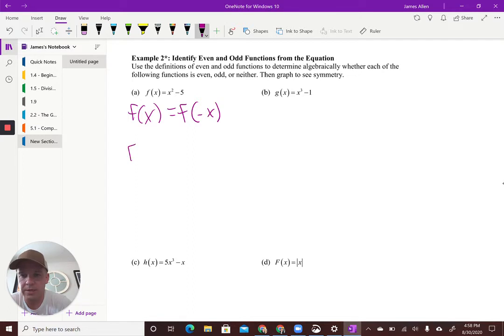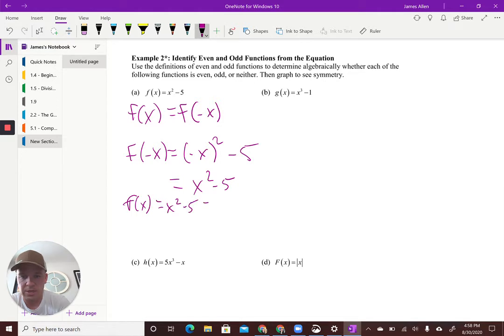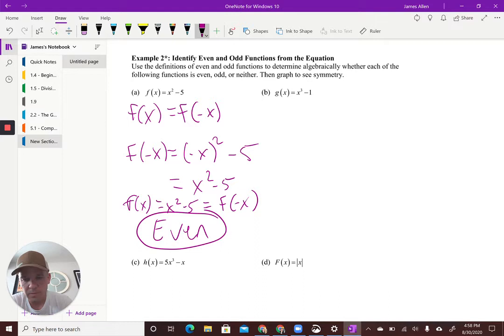Well, what is f of negative x? If I substitute in a negative x for x, do I get the same result of what I started with? If I square a negative, it becomes positive, so I get x squared minus 5. And that's the same as f of x. So yes, f of x, which equals x squared minus 5, is equal to f of negative x. Even. If we were to graph this, we would see a parabola, a quadratic function going through the y-intercept of negative 5, and it'd be symmetric over that y-axis.